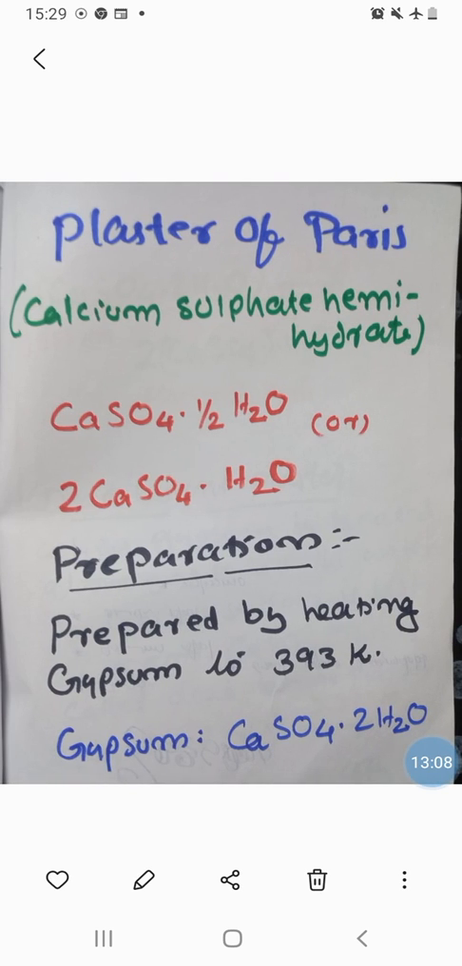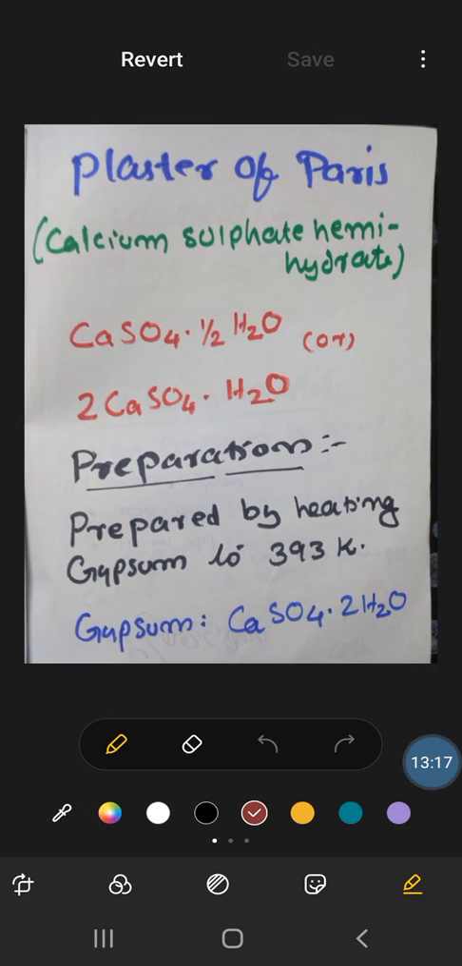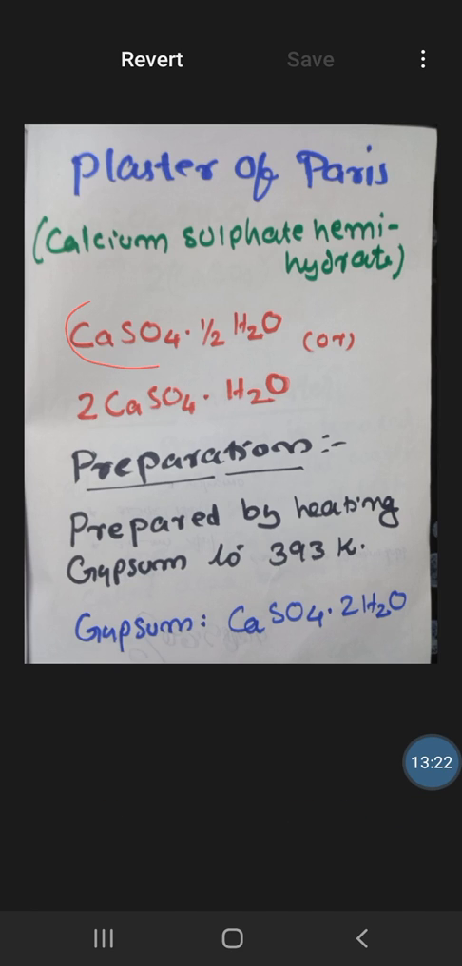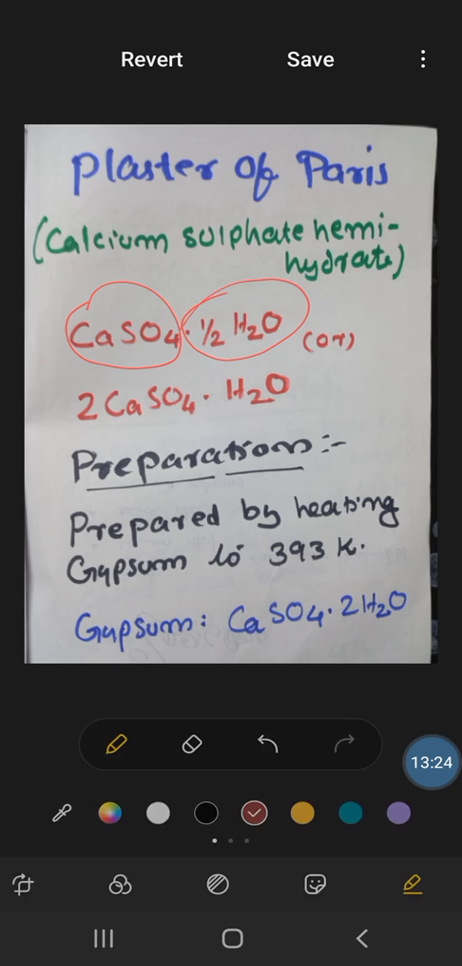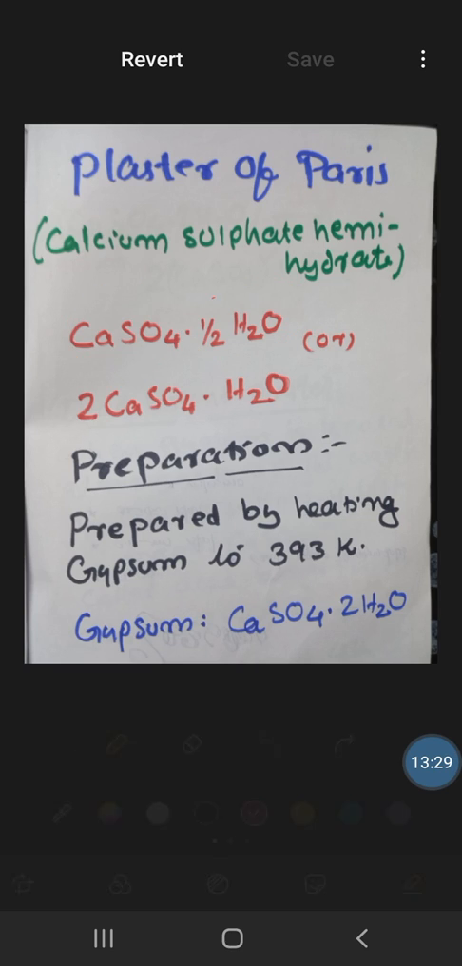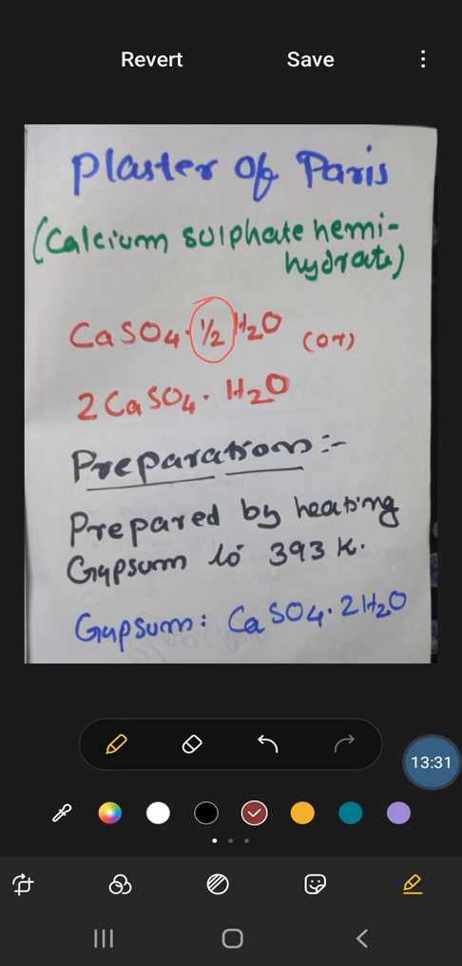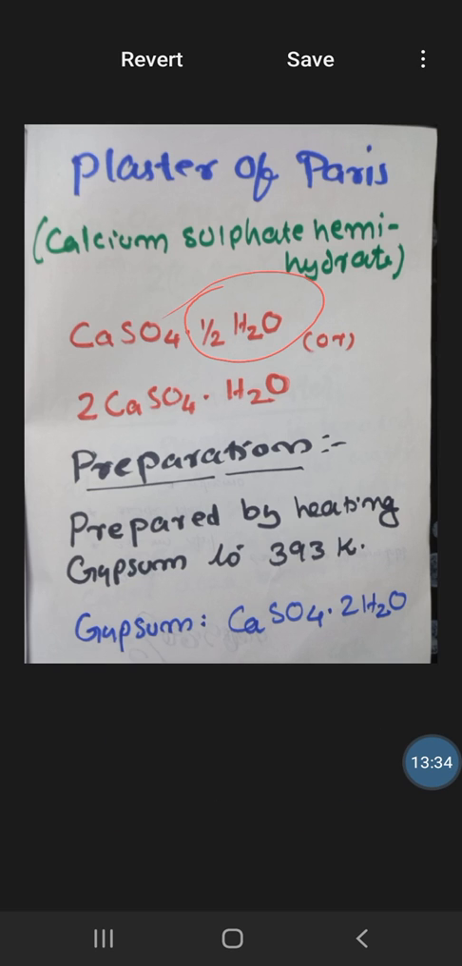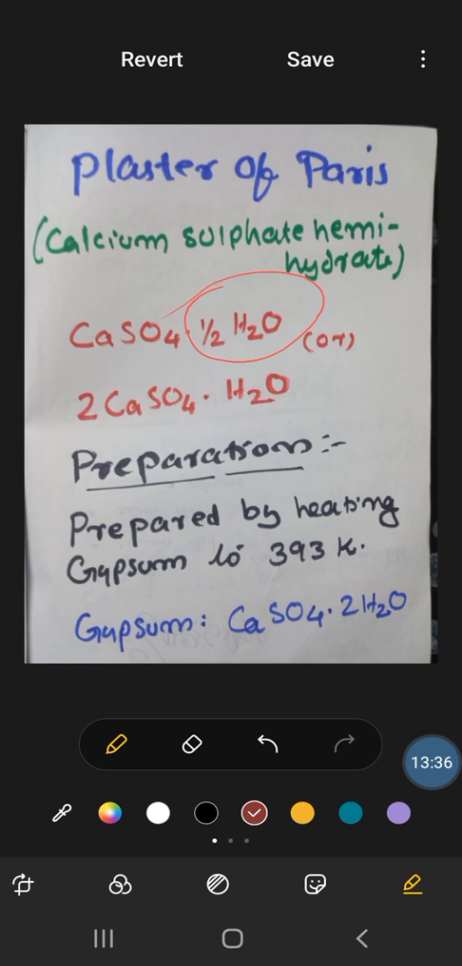Now plaster of Paris. Next compound of calcium is plaster of Paris. So chemically, plaster of Paris is calcium sulfate hemihydrate. Its formula is CaSO4 half H2O. That is hemihydrate. Hemi means half. So half H2O. So this water is known as water of crystallization. So only half H2O is there, therefore it is known as hemihydrate.